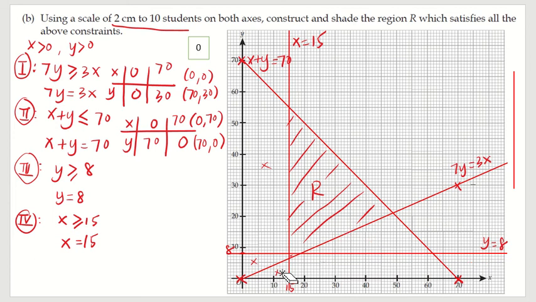This one also erase. This one no need to erase. Okay, so the shaded region is until here only. Okay, understand? And you can still use other ways like labeling one by one. There are a lot of various methods. The important thing is you must use a method to help you shade the correct region. Okay, understand?